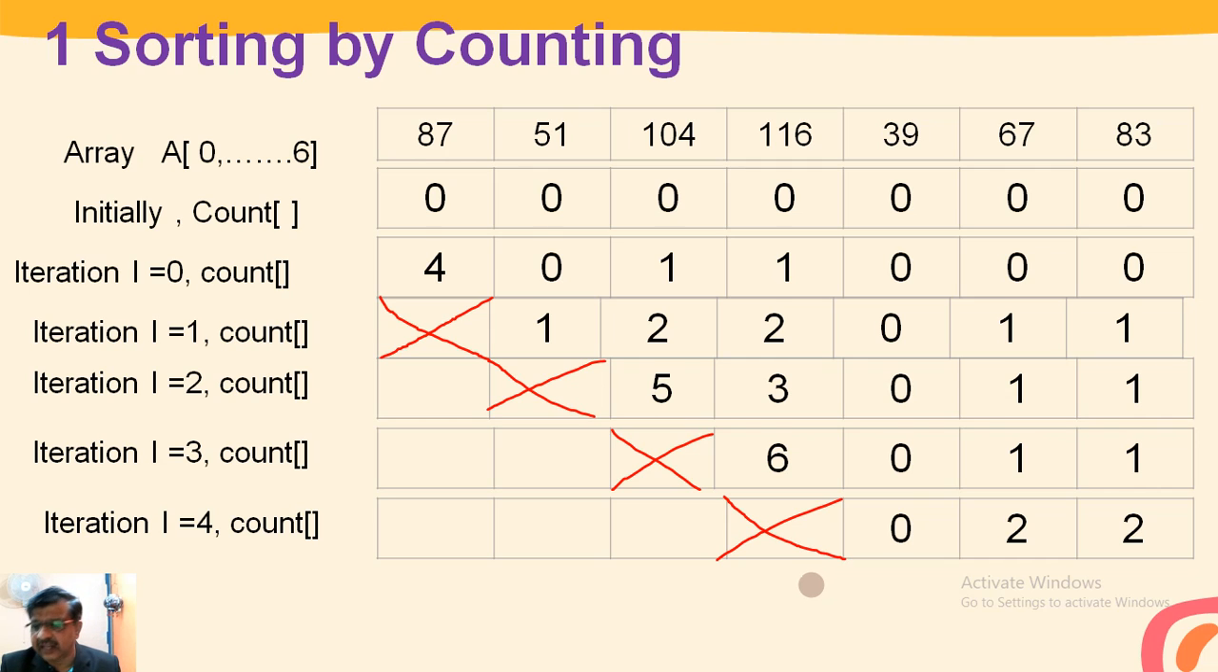Okay. Next, 39 will be compared with other elements, and it has no other element lesser than that. Therefore, there are 0 elements lesser than that. So it will get 0 to its account.